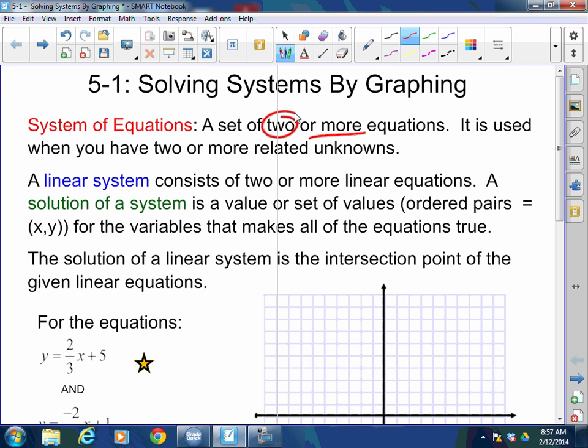Please remember that when we're talking about linear systems, we're just talking about y equals mx plus b. That consists of 2 or more linear equations. A solution of a system is the value or set of values, the ordered pairs. Remember that ordered pairs equal the x comma y. So it's for the variables that make all the equations true. When you find a solution of a system of linear equations, you're finding the point that makes both equations true. You're finding the point that makes both equations valid. So let's check it out.